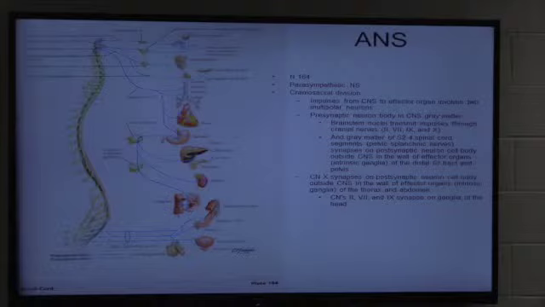all the way up to approximately the splenic flexure. You see down here, we have S2 through 4, which will form the pelvic splanchnic nerves. Those are parasympathetic nerves.